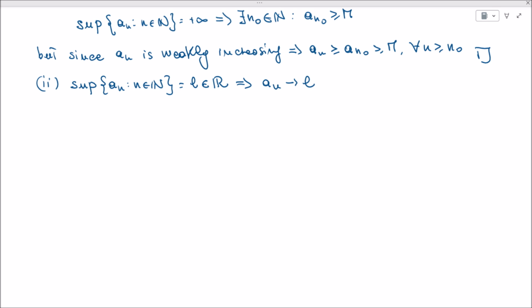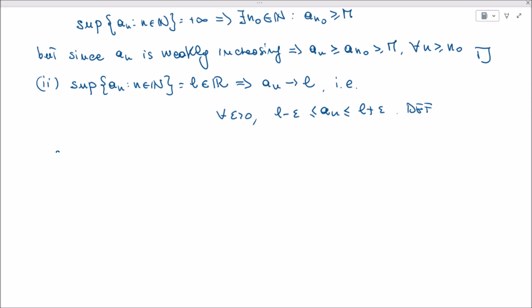Basically, this is just like proving that an will be definitively between L minus epsilon and L plus epsilon. This must be true definitively for every epsilon larger than 0. So we would like to prove this. Let's give the proof now. The proof is the following.